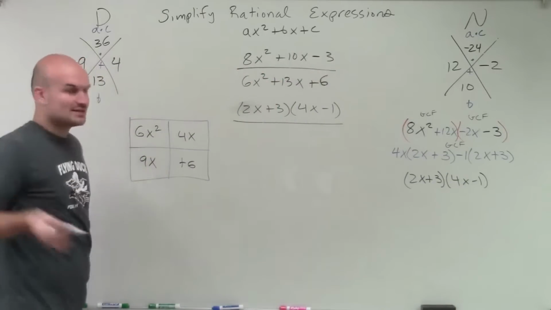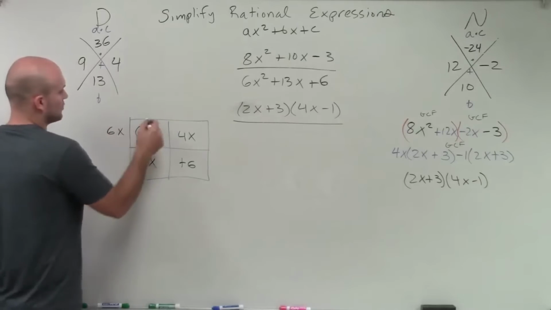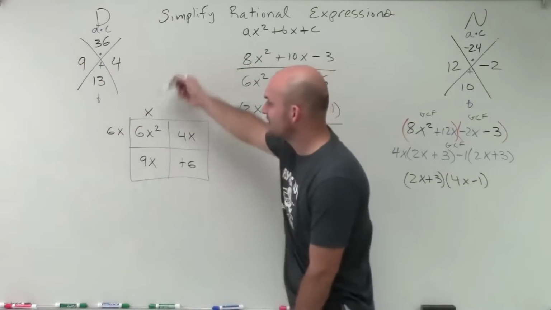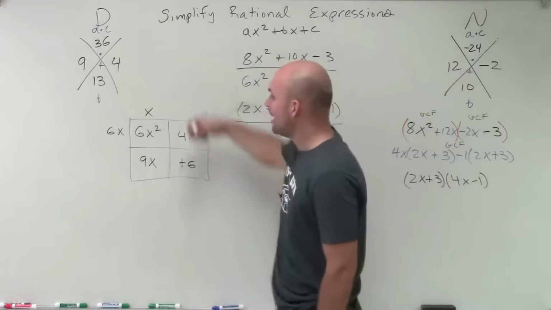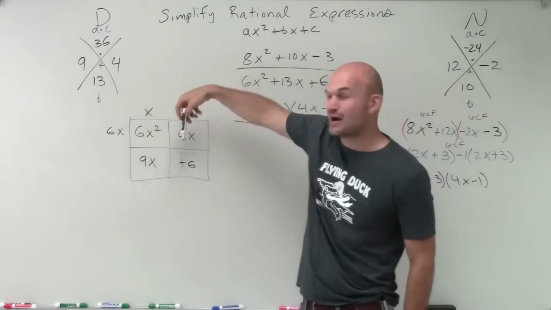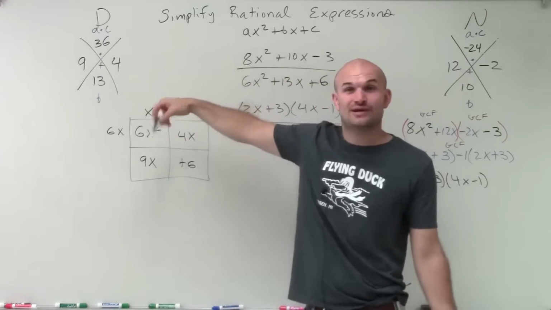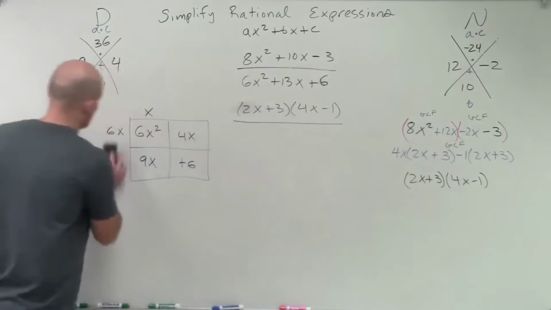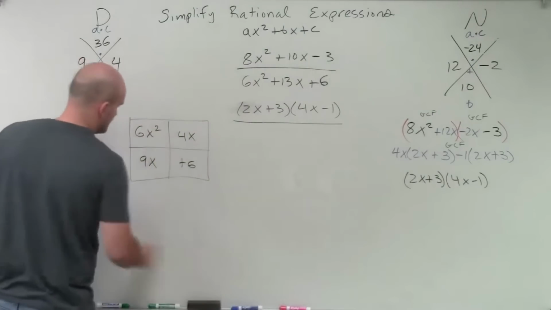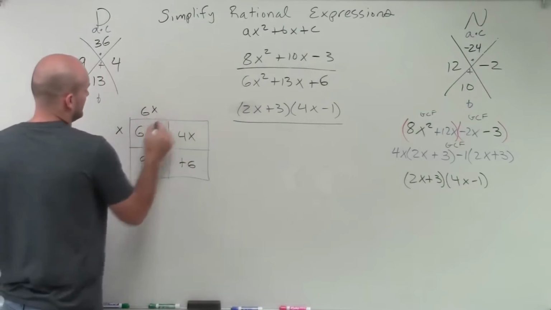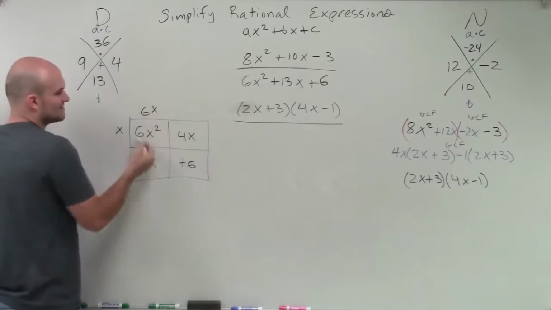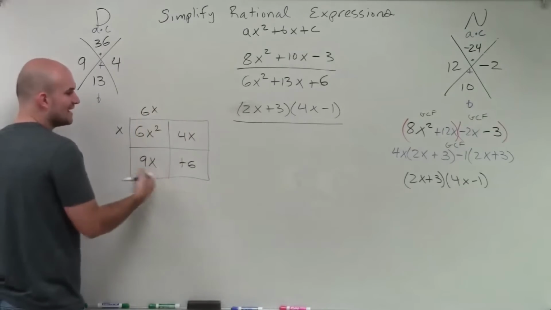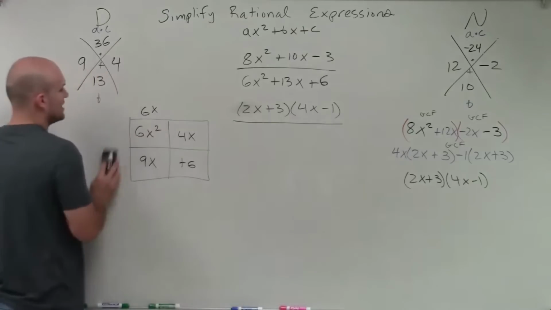I'll show you a little guess and check on why some things work and why some things don't. So let's look at the upper left-hand box. We know that 6x times x gives us 6x squared. However, 6x times what gives us 4x? Well, that's going to start getting into a fraction, right? We don't want to deal with fractions. And what happens if you do it the other way? Well, x times 6x squared, yeah, that gives us there, and x times 4x would be a positive 4. However, 6x times what gives us 9x? Again, it's another fraction. So that's not going to work.